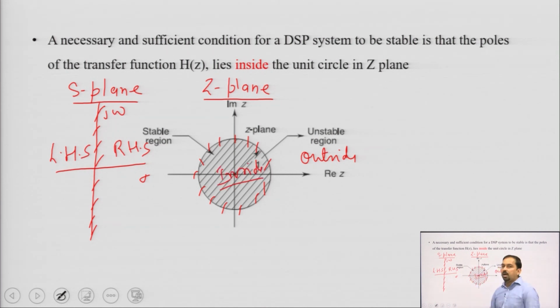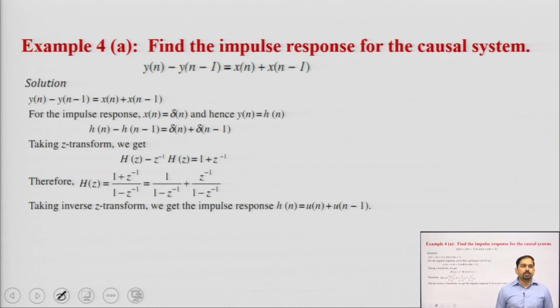As per the Laplace transform also, if the poles lie in the left-hand side of the S plane, the system is stable. If they are on the j omega axis or in the right-hand side, the system is unstable. A similar concept is applied to the Z domain also. The necessary and sufficient condition for a DSP system to be stable is that all the poles of the transfer function H(z) must lie inside the unit circle. This is an important condition.